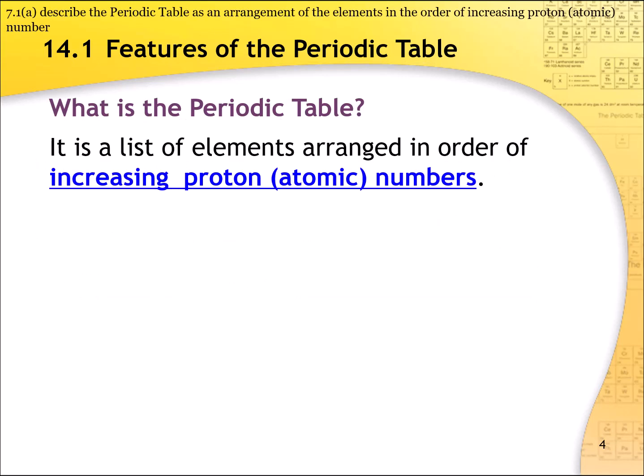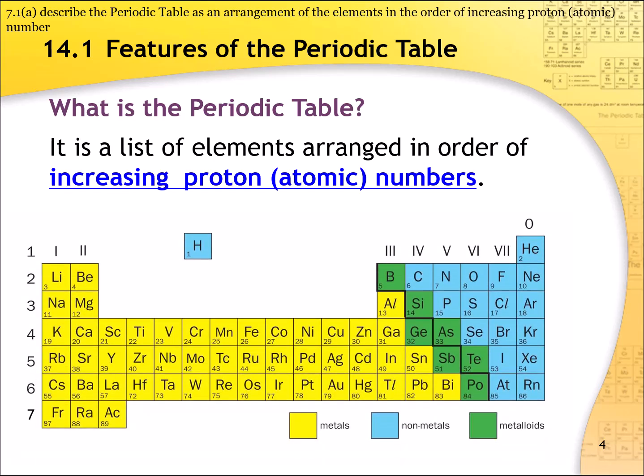So what is a periodic table? What is the periodic table referring to? Actually, the periodic table is a list of elements arranged in order of increasing proton numbers. So if you look at this, it is a typical periodic table. In this, they go by row. So this is the first row, followed by a second row, and so on.